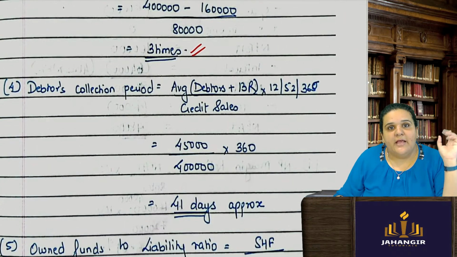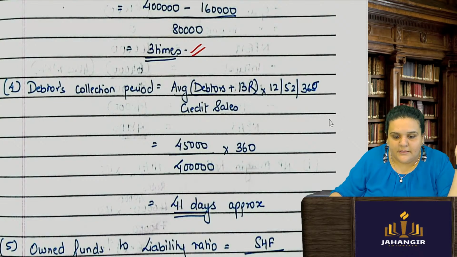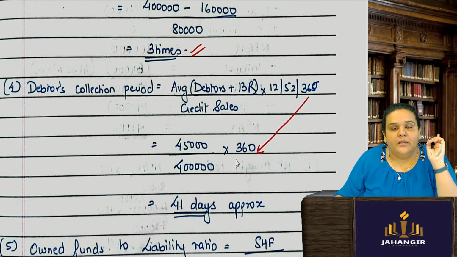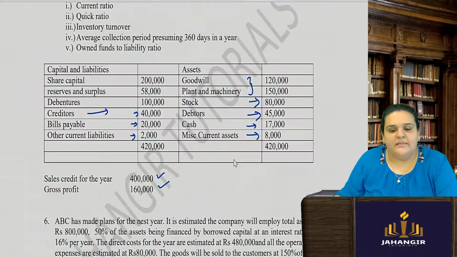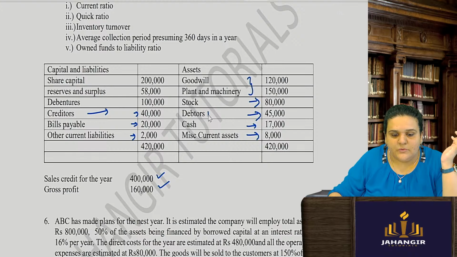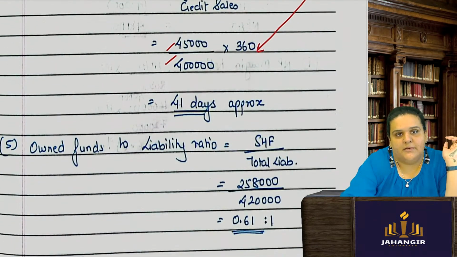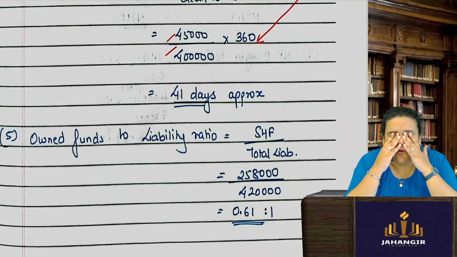Debtors collection period is average debtors plus bills receivable upon credit sales into 12, 52 or 365. But here in the sum they have told me to take 360, so I am taking 360. I do not have anything as average debtors. Opening closing is not given. So then I will take this only debtors amount, 45,000, upon credit sale already given to me, into 360, 41 days approximately. So I am getting paid from my debtors in every 41 days.